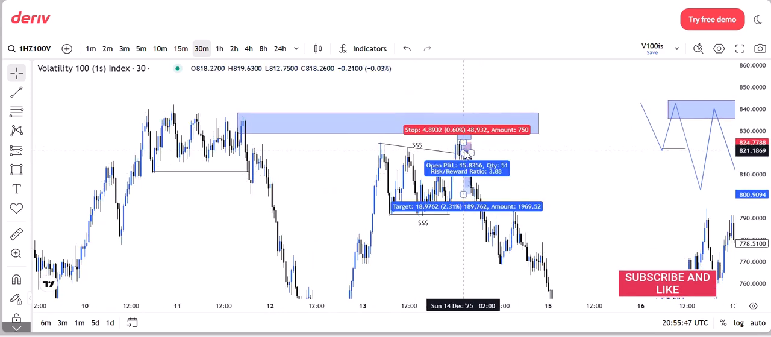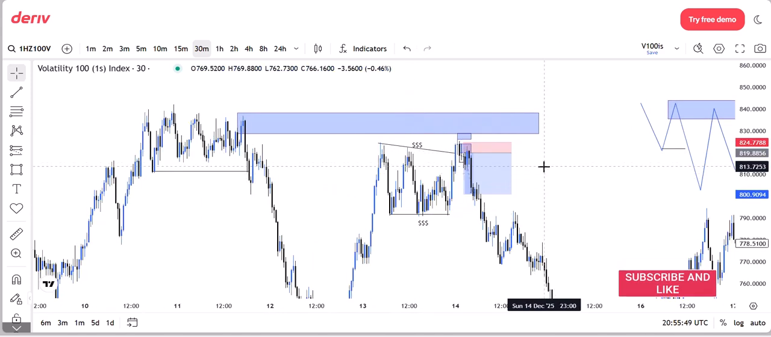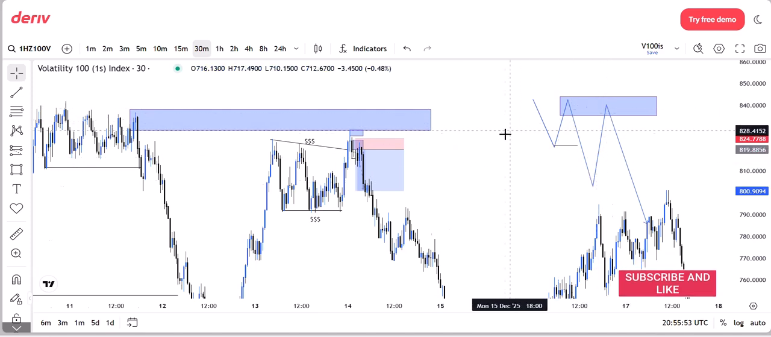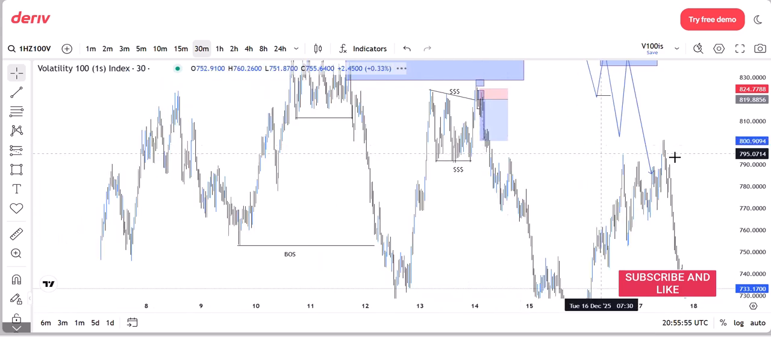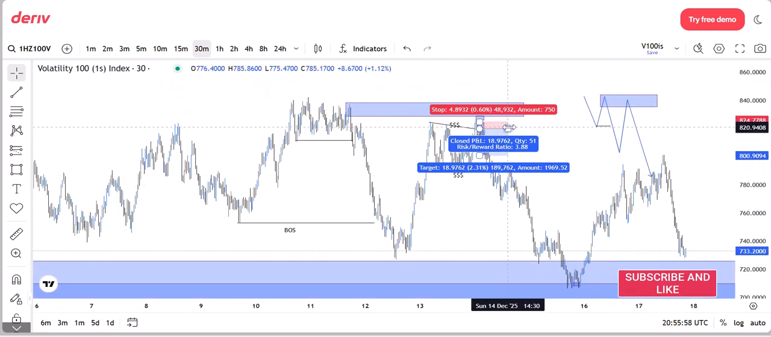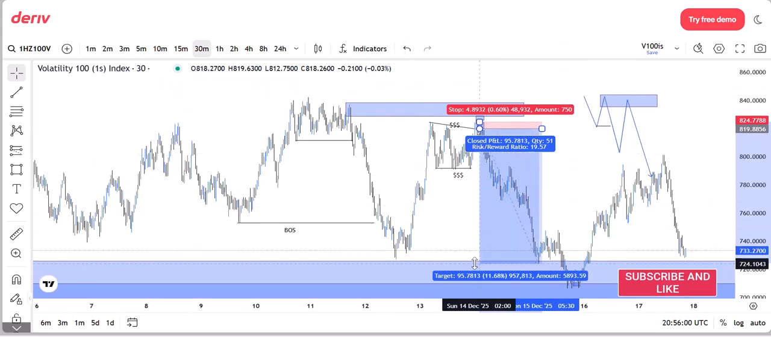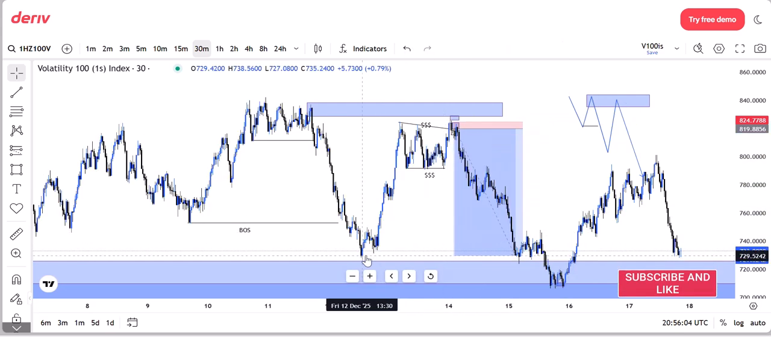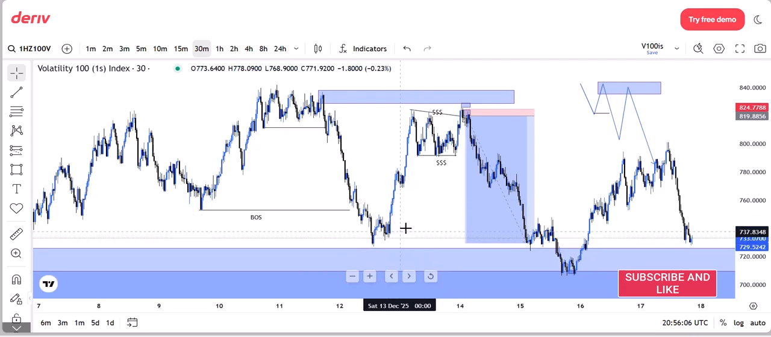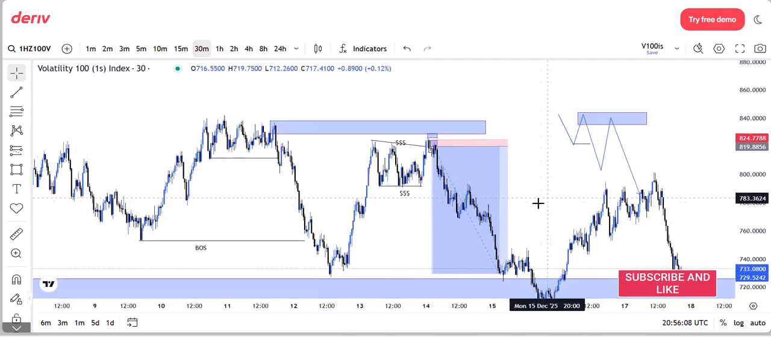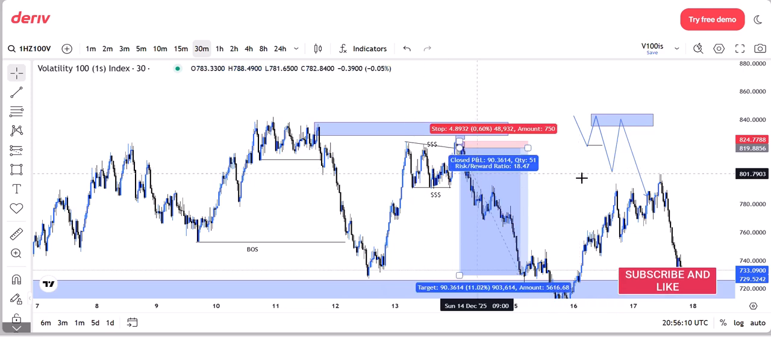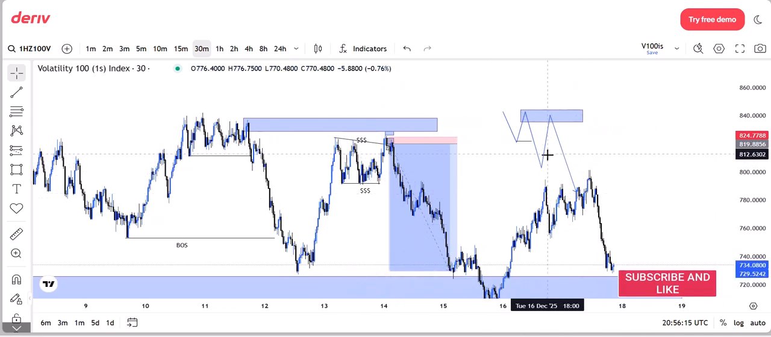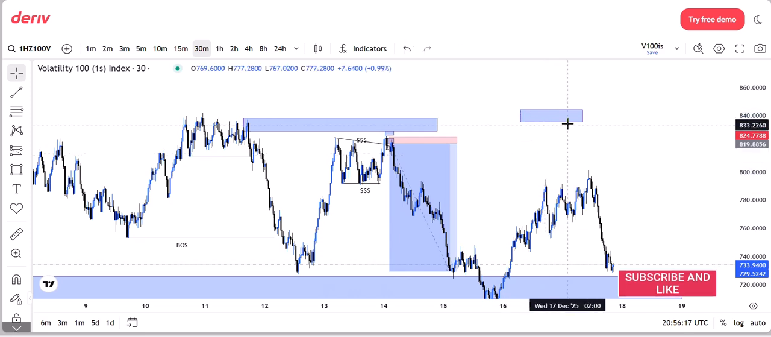So we waited for confirmation. Price came in and formed that break of structure, then went and tapped into that same zone, and this was our exit point, the previous swing low. So price came in, and then of course it tapped into our TP. So that's how we took the trade.